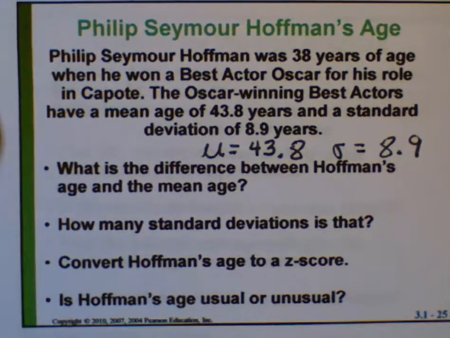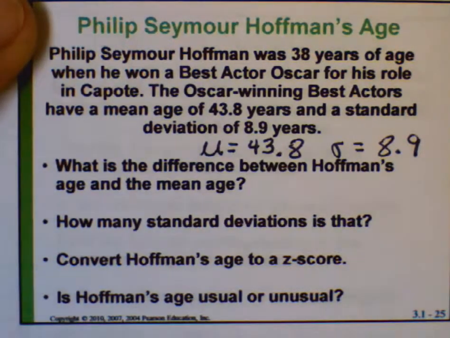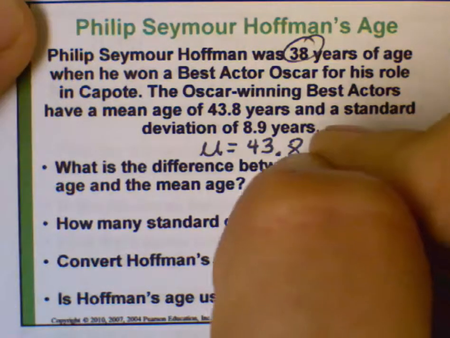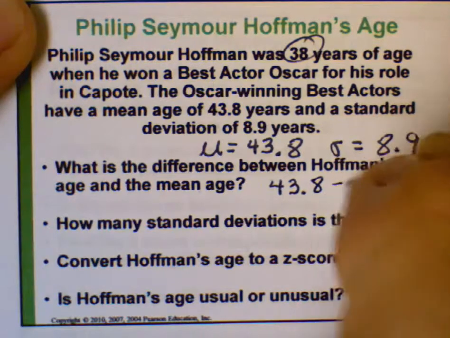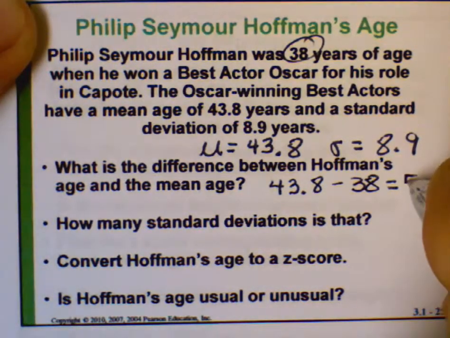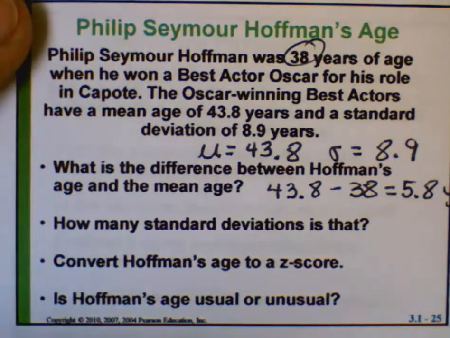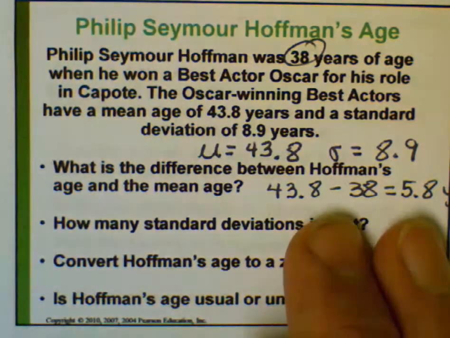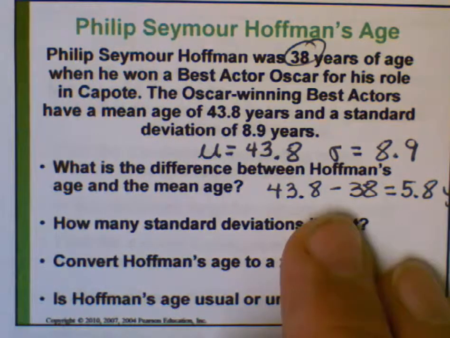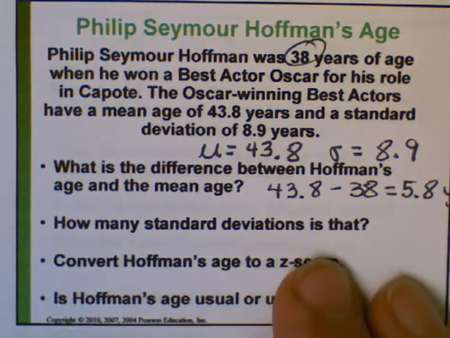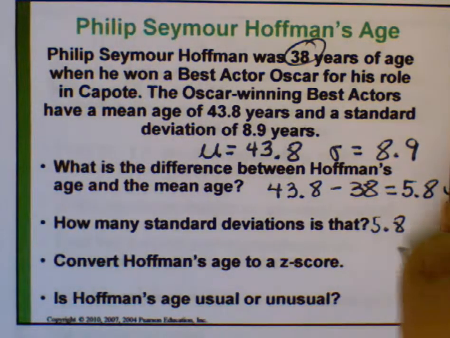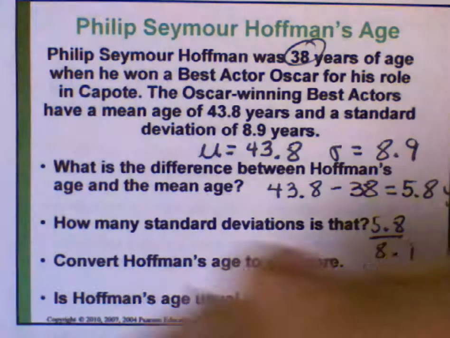What's the difference between Hoffman's age and the mean age? Well, Hoffman was 38 years old when he won the Best Actor Oscar. So that's a difference of 5.8 years. Now, that actually doesn't indicate younger or older. There's just a 5.8-year difference between his age and the average age. How many standard deviations is that? Well, take the 5.8-year difference and divide it by the size of one standard deviation.